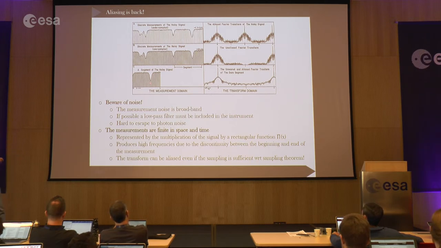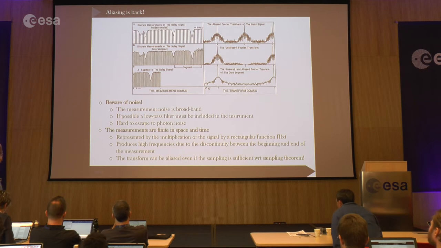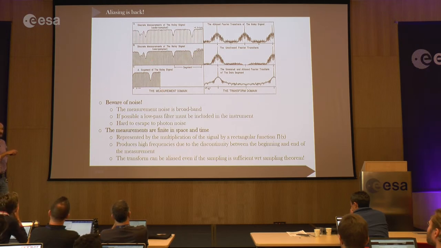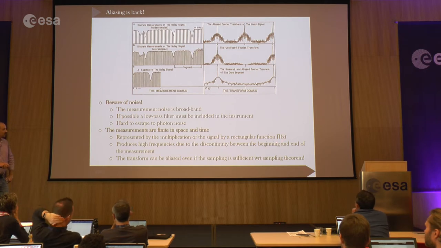Plus, in any case, the measurements are finite in time or space or whatever. They are just finite. So you don't consider that sampled signal. You're considering that signal, but chopped here at zero and then chopped at the end. Okay? So you actually multiply that sampled signal by a door function, a square function. So you don't only multiply it by a Dirac function, you also multiply by a square function. So you represent that by the multiplication of your signal by your rectangular function that I write pi of x.